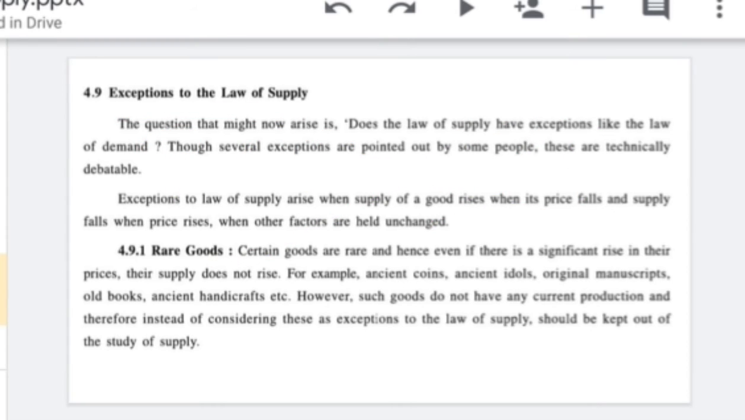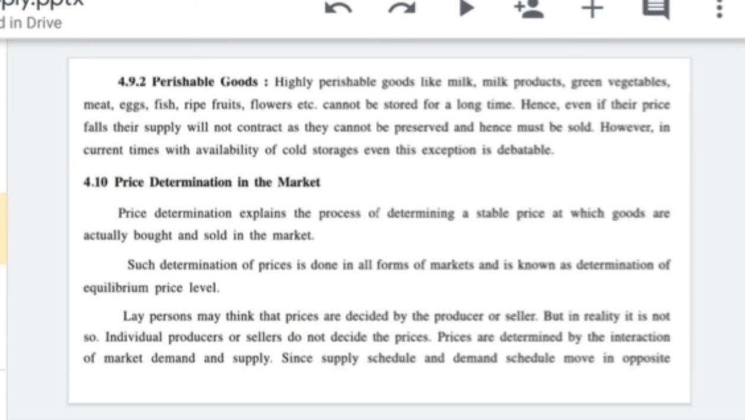So the first thing is rare goods. Rare goods means ancient coins, ancient idols, original manuscripts, old books, like Gandhiji's specs. These are very ancient things. Their supply is not more; it supplies that much only. So here we cannot talk about price, and the law of supply is not applicable, because the supply cannot be increased. That is rare goods.